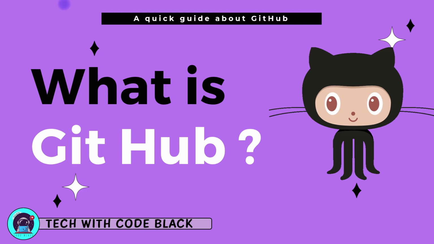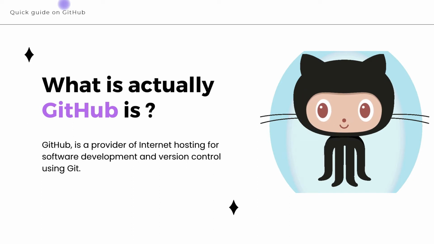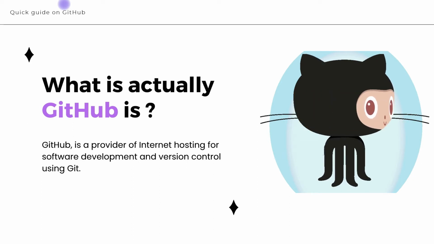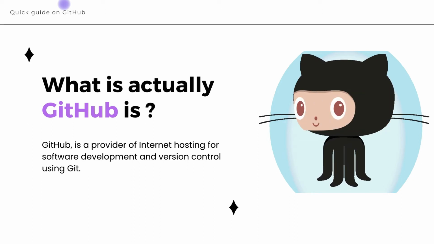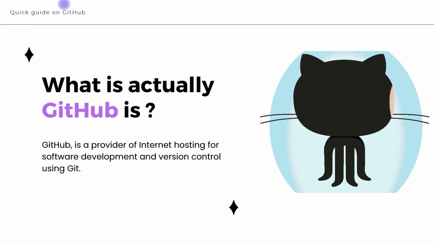In this video, we're going to look at what GitHub is. Aren't you excited? What actually is GitHub? GitHub is a provider of internet hosting for software development and version control using Git. So that is the simple definition of GitHub.